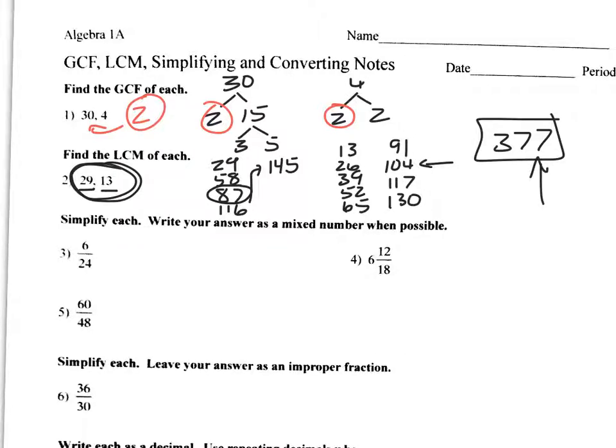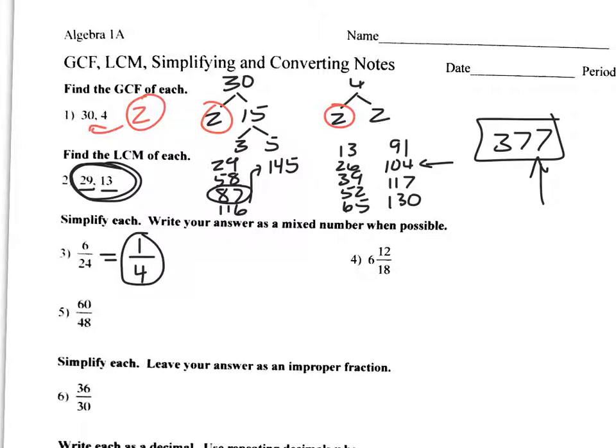All right, simplify, write each as a mixed number when possible. Okay, you can't write that one as a mixed number because the numerator is smaller than the denominator, so all you can do is simplify. So you ask yourself, how many times does 6 go into 24? It goes into it 4 times. How many times does 6 go into 6? Once. So that reduces to 1/4.